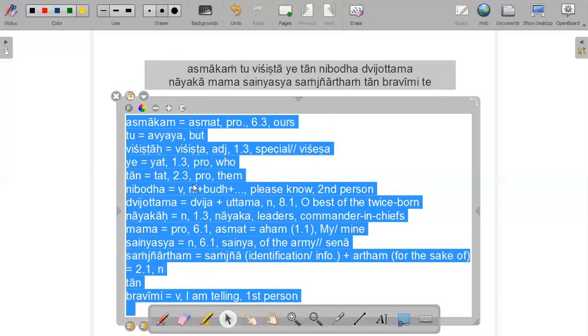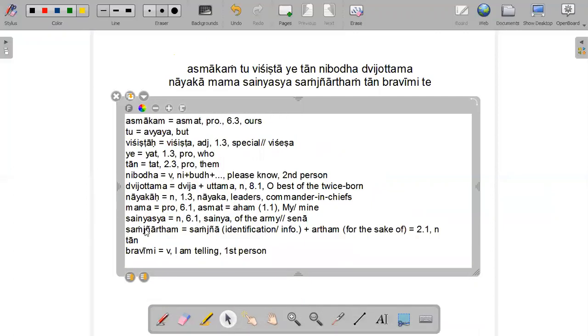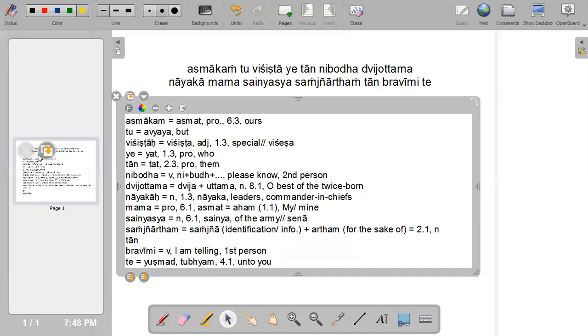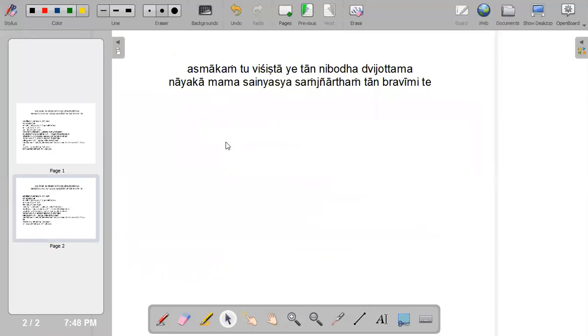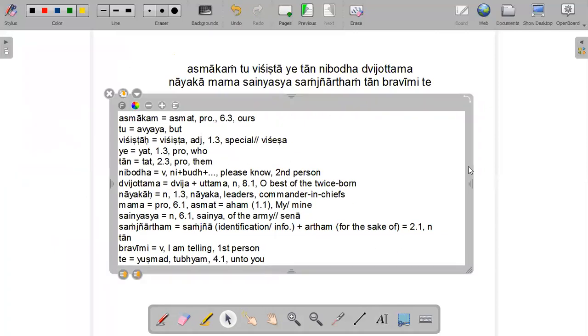And then we have Te. So what is the original for Te? No, actually it's Yushmat, and it means Tubhyam actually. Tubhyam is 4.1. It means unto you. Tubhyam, Tvayos, Te. Okay, so we are done, and we'll just quickly make a mapping out of this. So get ready for the mapping.